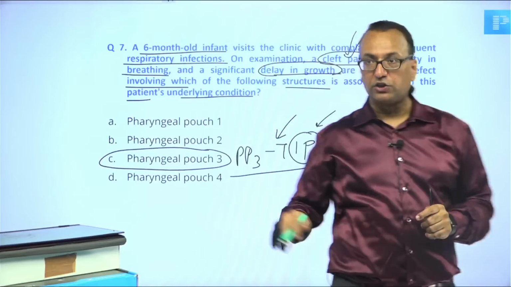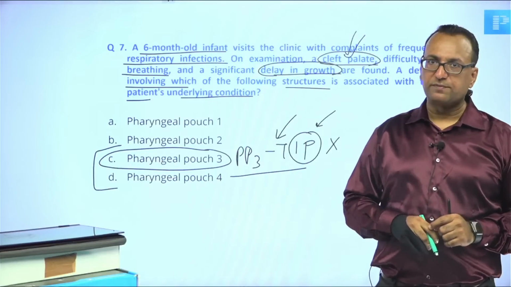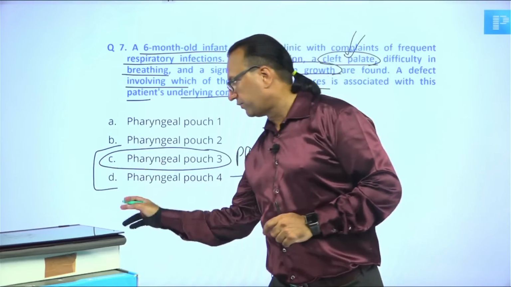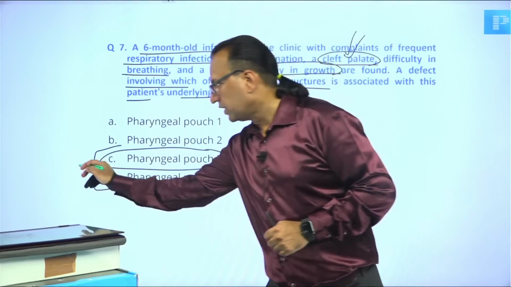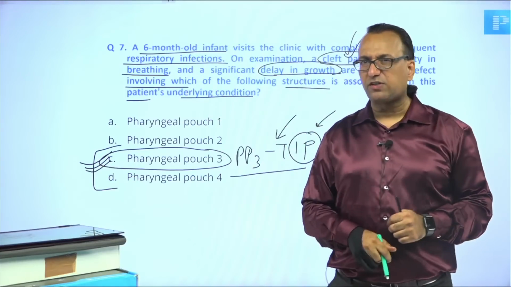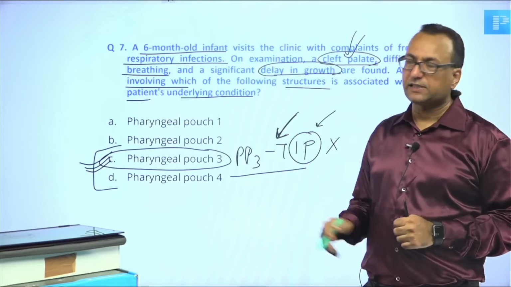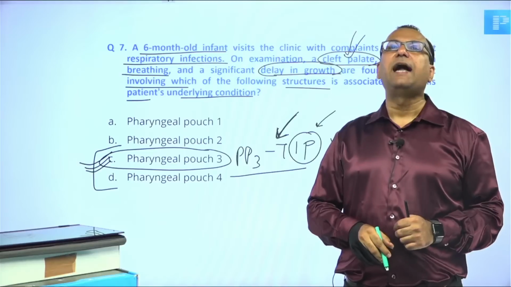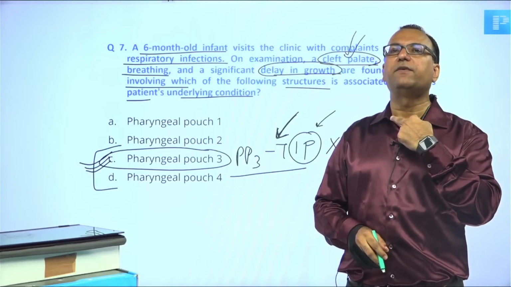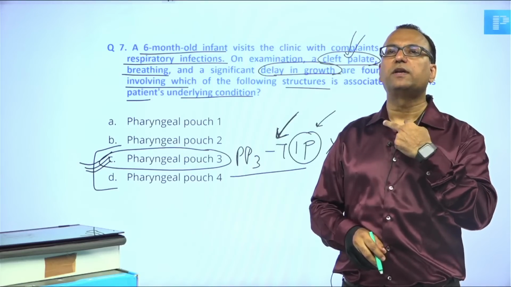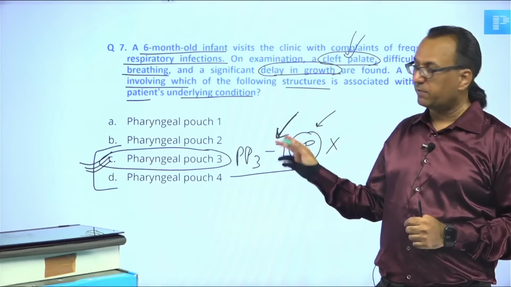They are asking about pouches. So which pouch? In DiGeorge syndrome, pouch 3 and 4 both are involved. But if both of them are given, first preference should be for pouch 3, because in most cases you will find thymic hypoplasia or the thymus may be absent. If thymus is absent, who will train the T cells? And if T cells are not trained, there are cell mediated immunity defects, bacterial infections, protozoal infections. So DiGeorge syndrome is a problem of pharyngeal pouch 3, the thymus is missing.